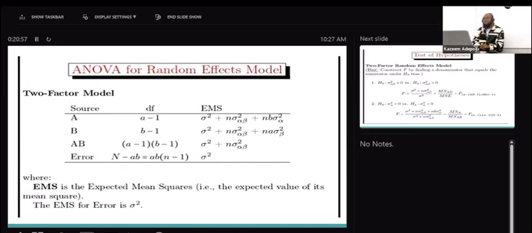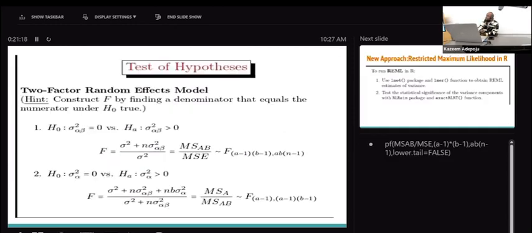When you do that, you need to find what is your sigma square A? What is the sigma square B? What is the sigma square AB? You're actually going to get three variances. Why do you want to get three variances? Because you want to test for the significance of the variance.